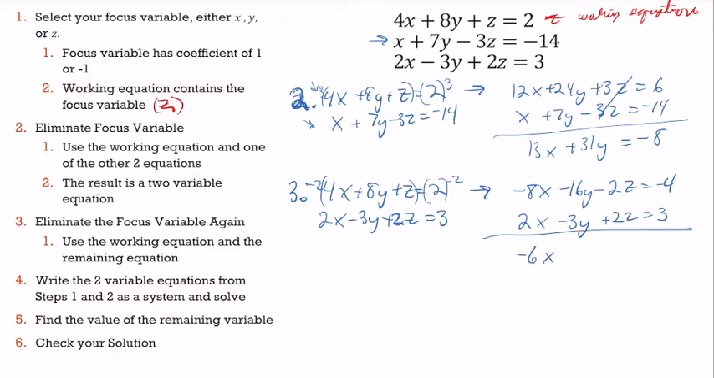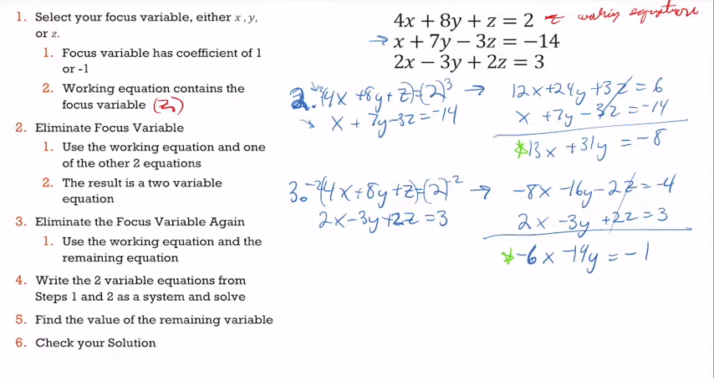So negative 8x and 2x gives me negative 6x. Negative 16y and negative 3y give me negative 19y. My z's cancel, and I'm left with negative 1. Now I have two equations in two variables, and I can go ahead and solve these.